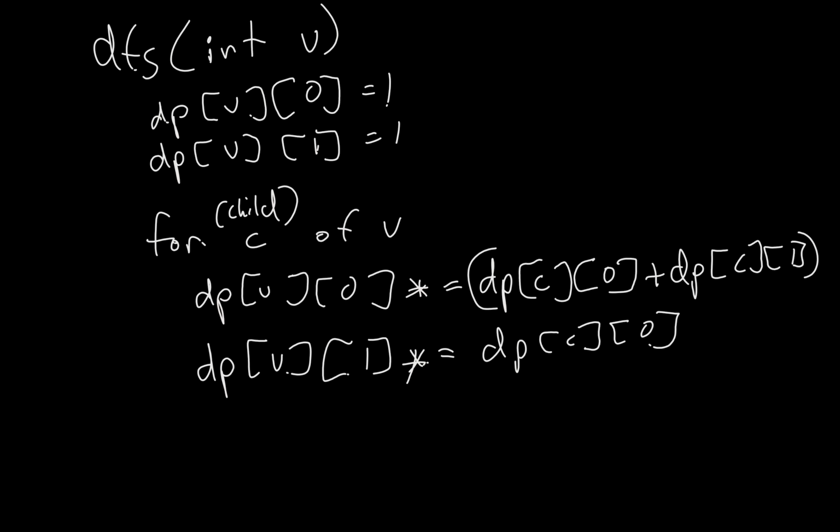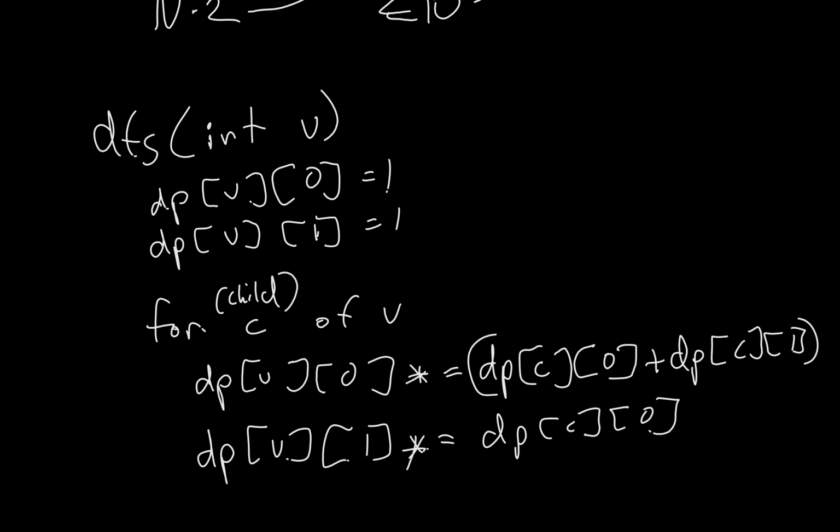By using the fact that we have a tree, it's hierarchical, and there are no cycles or anything, we can calculate the number of ways of coloring each subtree, given that it's white or black, and using the children, we can calculate the dp of the parent in a very fast time. So this would be O of n.